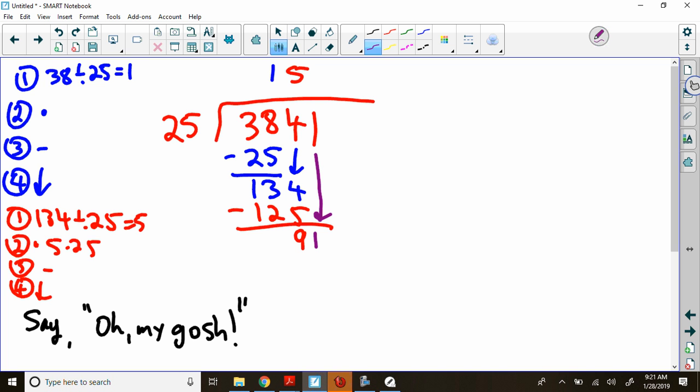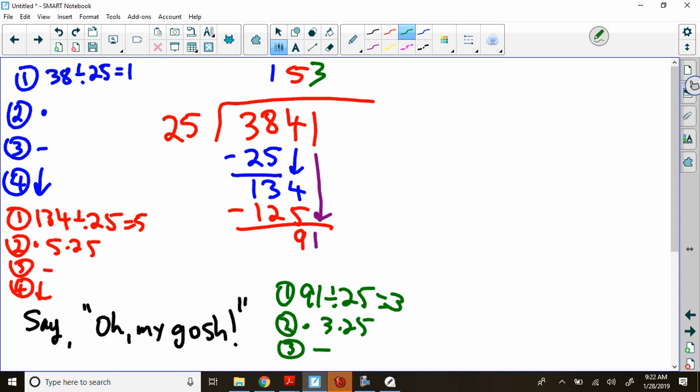The division algorithm, divide, multiply, subtract, bring down. So the next time then, we're going to divide again. 91 divided by 25. I think that's going to be 3 is the best we could do. Then we multiply. 3 times 25. Then we're going to subtract. So that's going to be what, 75? We subtract. And I think our difference is 16? It's 16 and we're done. We could keep going if we wanted a decimal answer, but for now, I guess we're kind of done.